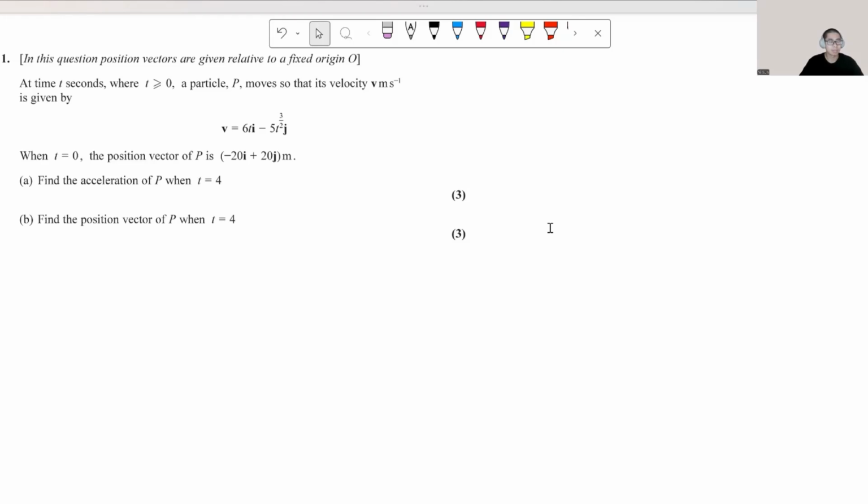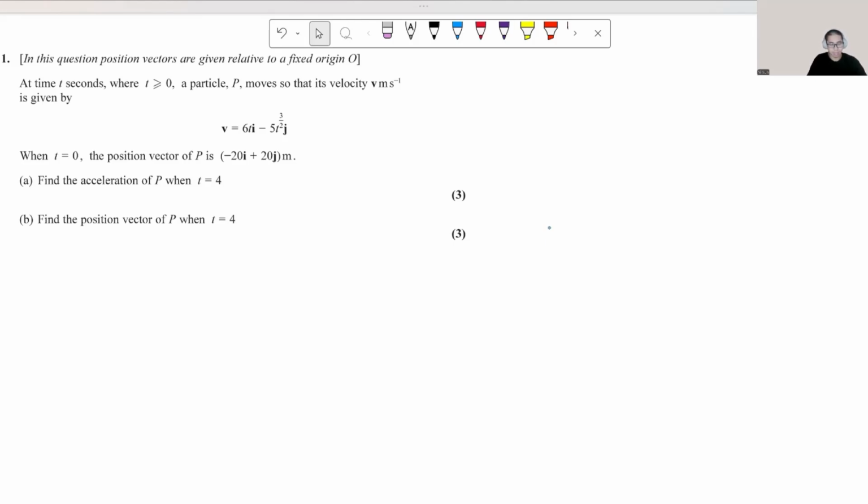Let's have a look at question 1. At time t seconds, where t is more than or equal to 0, a particle P moves so that its velocity v meters per second is given by v equals 6t i minus 5t to the power 3 over 2 j. So velocity is in terms of t, so it is variable.